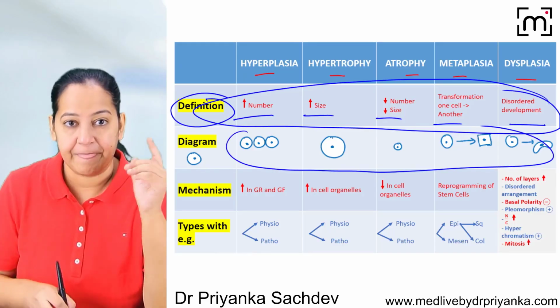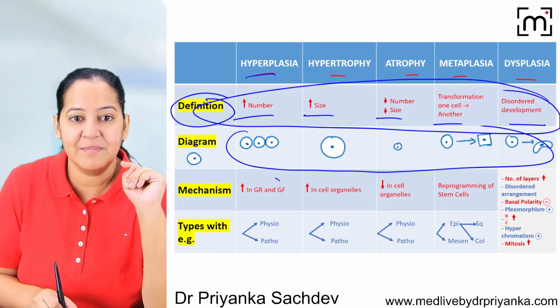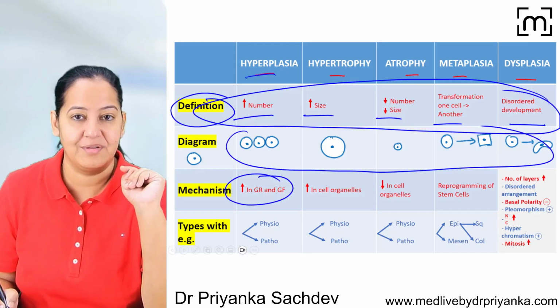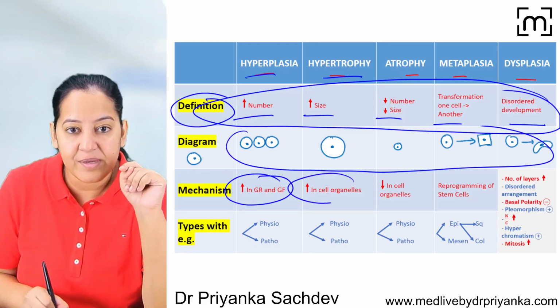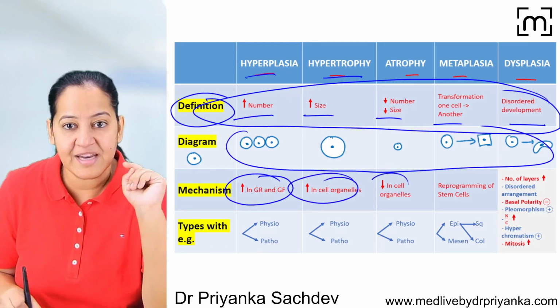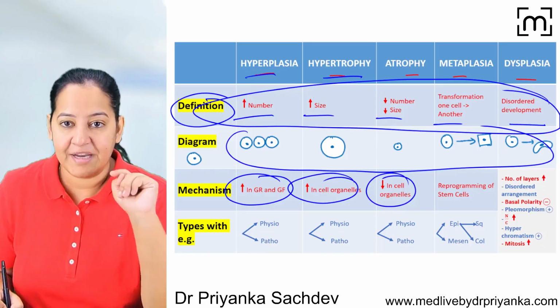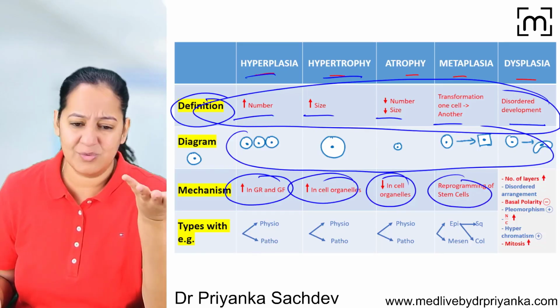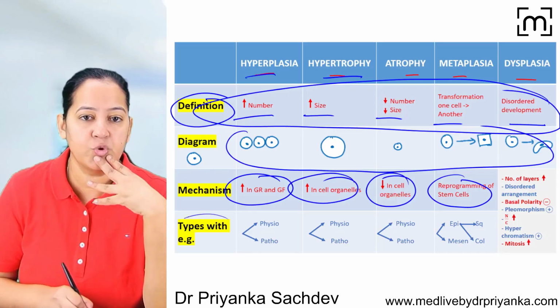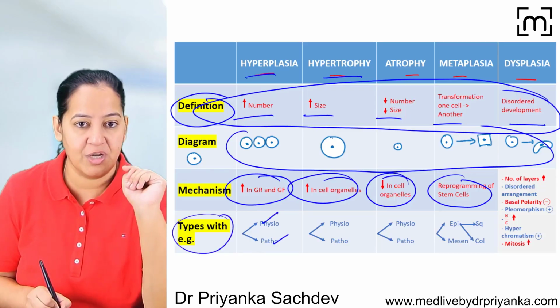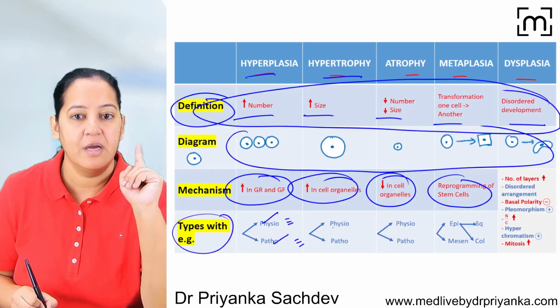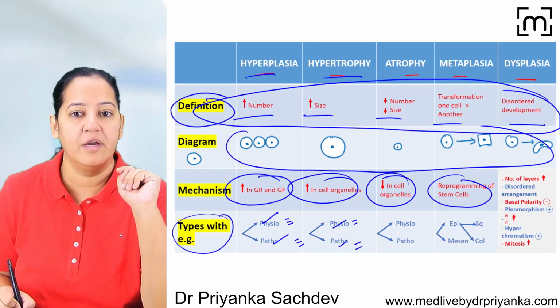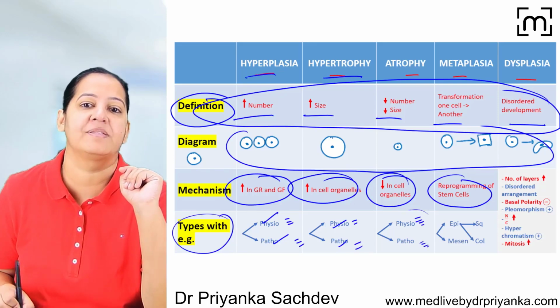Tell me the mechanism. In hyperplasia, the mechanism is increase in growth factor and growth receptor. In hypertrophy, the mechanism is increase in cell organelle. In atrophy, the mechanism is decrease in cell organelle. In metaplasia, it is reprogramming of stem cell. I have told you. And in dysplasia, there is no mechanism here. Here, the two types, physiological and pathological: 3 examples here, 3 here. Here also 2 examples here, 2 here. Here also 4 examples and 7 examples here, physiological.